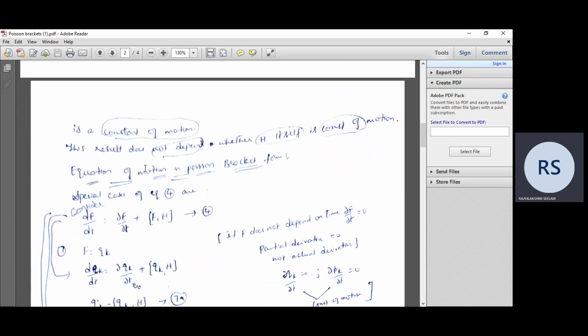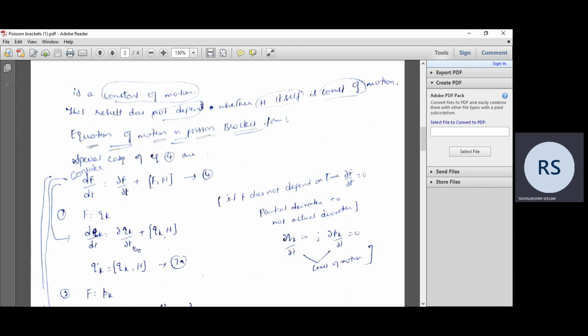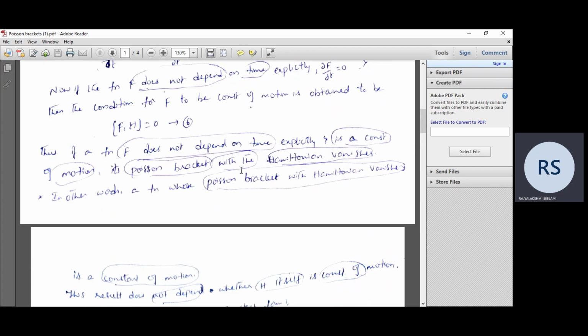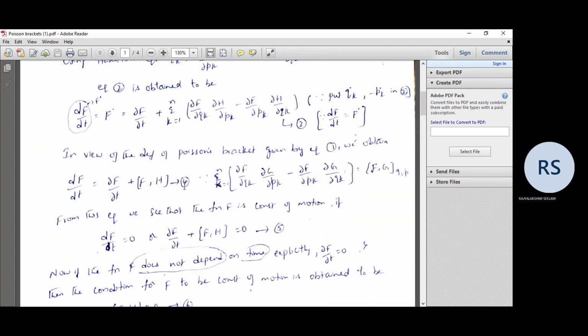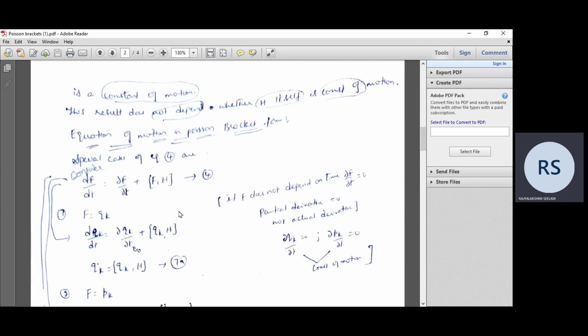Now let us see the equation of motion in Poisson bracket form. So here we will consider the special cases of equation number 4. Let us consider some special cases of equation number 4. So we have df by dt equals dou f by dou t plus the bracket f comma h.